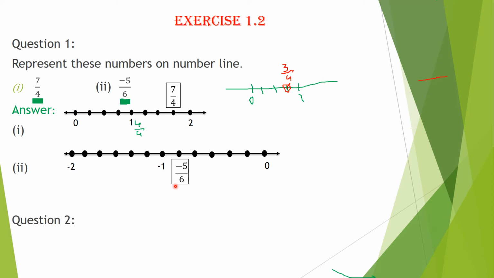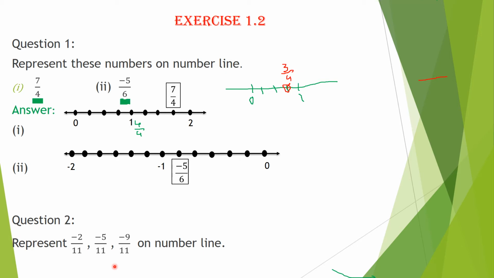Let's move to question number 2. Represent minus 2 by 11, minus 5 by 11 and minus 9 by 11 on the number line. Here you have to represent all these three numbers on one number line. As it has the denominator 11 and all three numbers you have to represent on the number line, all these three numbers would be on the left side of 0. So there is no need to represent the right side. You can, but it's not necessary.